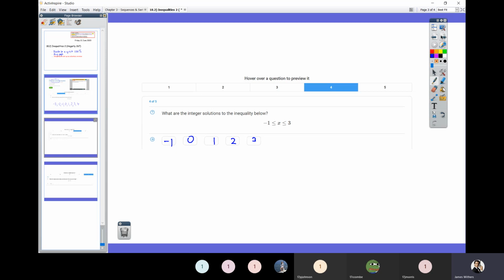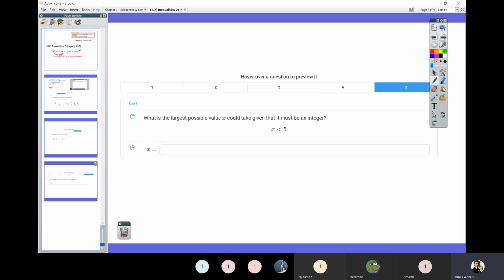And then the final question, question 5. What is the largest possible value of x that x could take, given that it must be an integer? It's not very good English, but basically x is less than 5. What's the biggest whole number, integer, which is less than 5? Well, that's clearly 4.